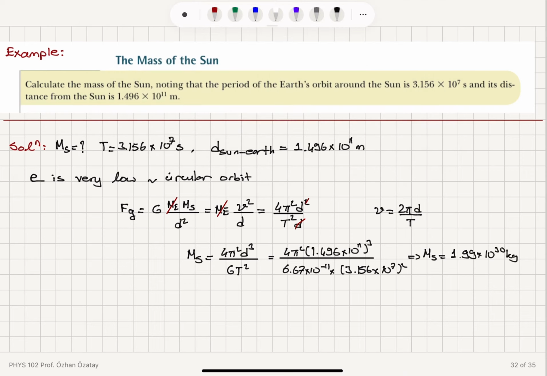All right, so this is our answer. Now, what was the actual value? The actual value is a little bit off: 1.989 × 10^30 kilograms. And what is the difference due to? Well, we have assumed that it's a circular orbit, but it's actually an elliptical orbit with a low eccentricity, rather than being strictly a circular orbit.